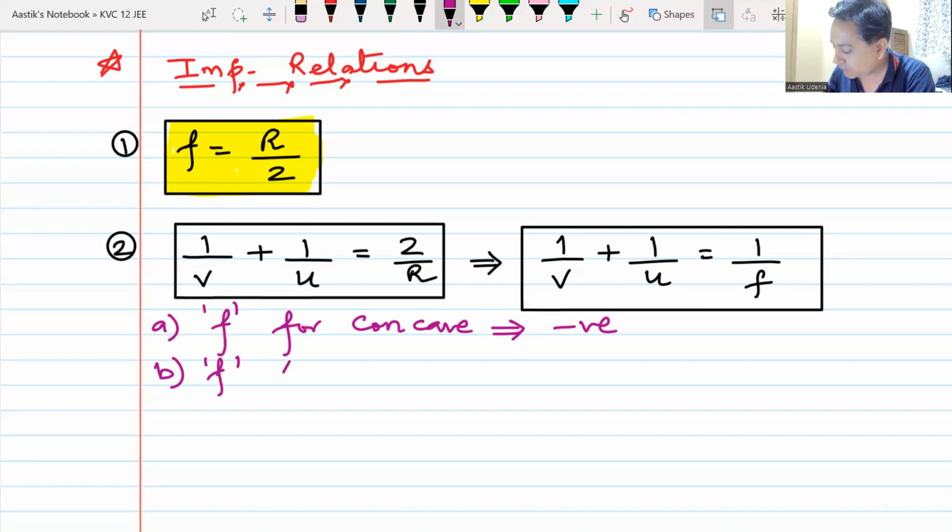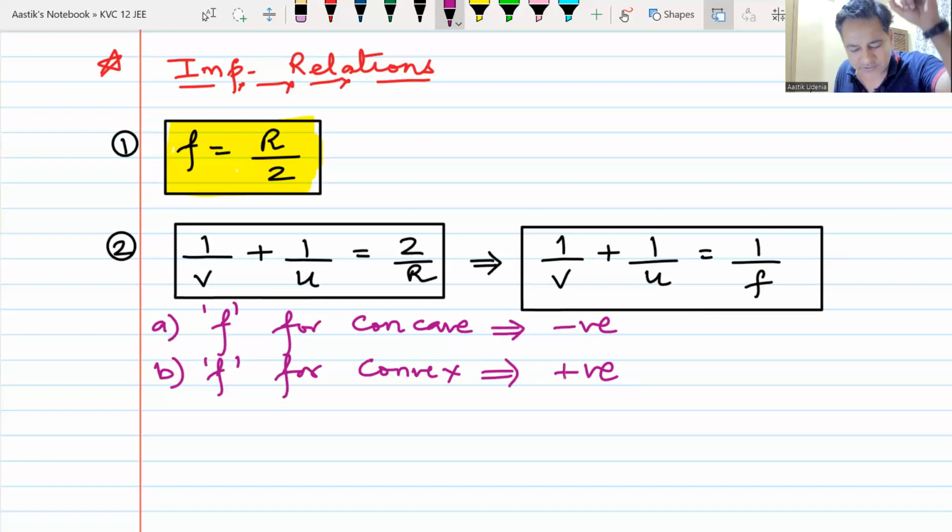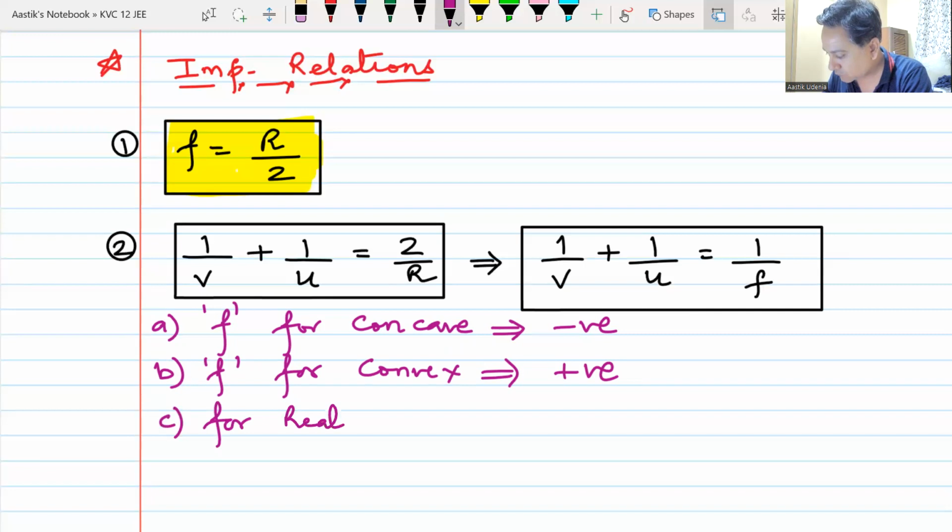Point number B. I hope everyone is noting. Focal length for a convex mirror. Positive. Well done. Keep on noting everything. All these points are golden dust, my dear friends. See, for real objects, u will be negative. Well done, my dear friends. That means for virtual objects, positive. Well done.